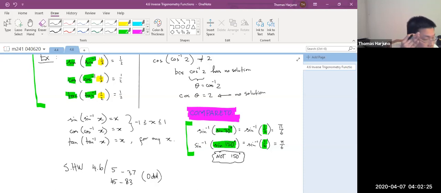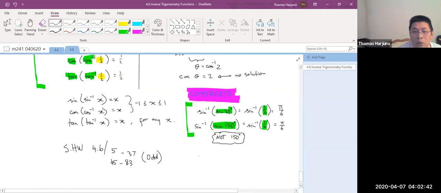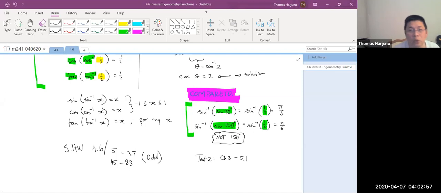On Wednesday, I will start working on 5.1 and 5.2. The material for your test 2 will be up to 5.1. Let me write it down. Your test 2 will be from chapter 3 up to 5.1. Okay, even though on this Wednesday, we will do 5.1 and 5.2.